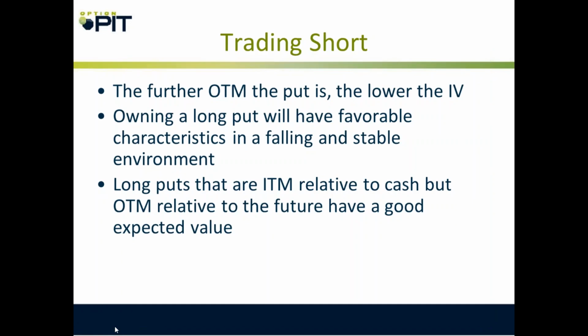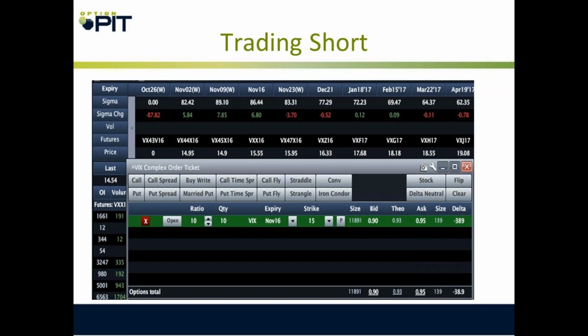Trading short, the further out of the money the put is, the lower the implied volatility. Owning a long put will have favorable characteristics in a falling and/or stable environment. Long puts that are in the money relative to cash, but out of the money relative to futures, have a great expected value. So here's a trade that I would have done, this was at 14.5 again. All right, I liked buying the November 15 put for 95 cents.